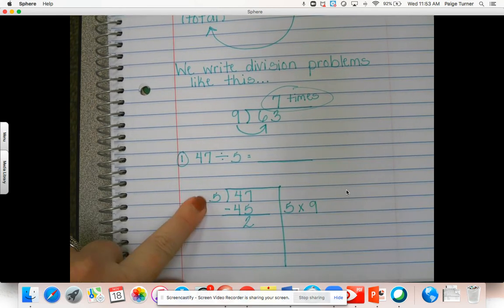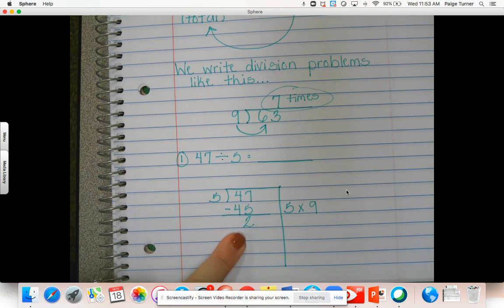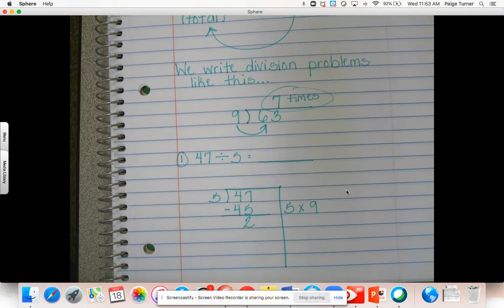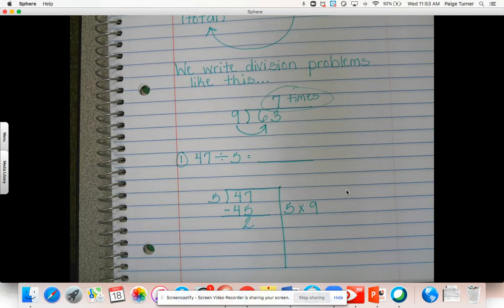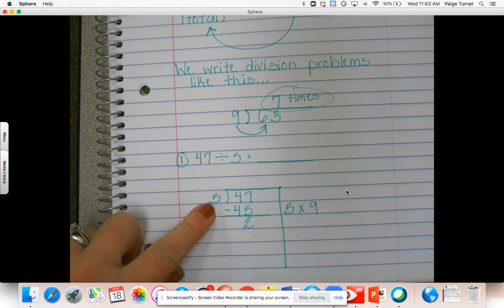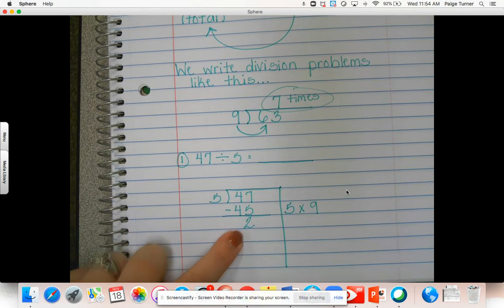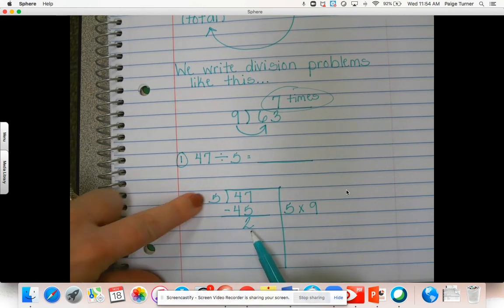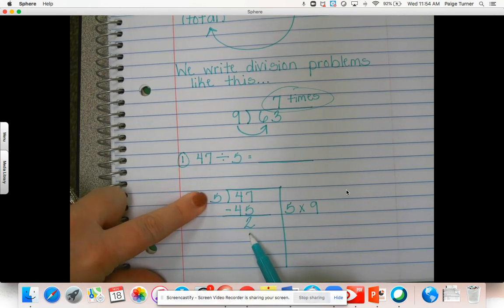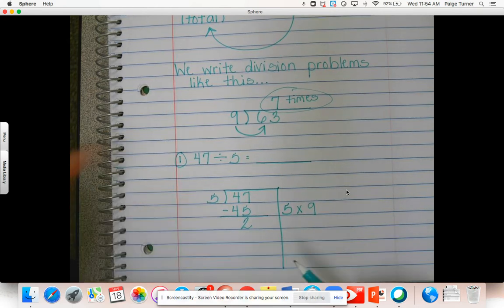Will 5 go into the number 2? Is there anything I can do where I can count by 5s or multiply by 5 to get to 2? No, because even 5 times 1 is 5, which is bigger than 2. So since this number is smaller than my divisor, I'm done. I'm actually done with this problem here.